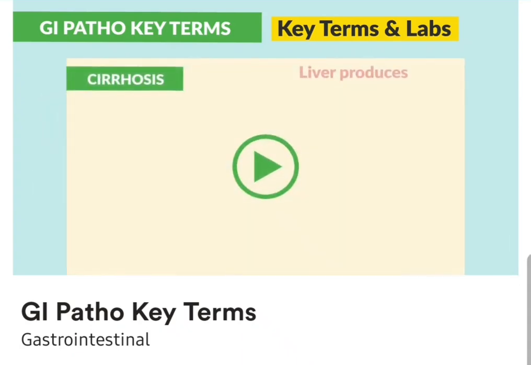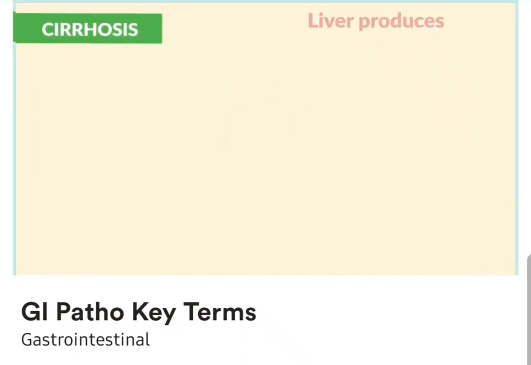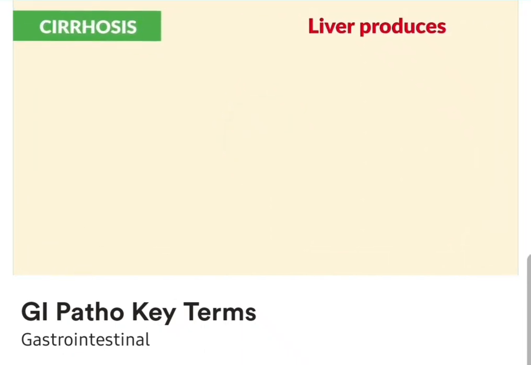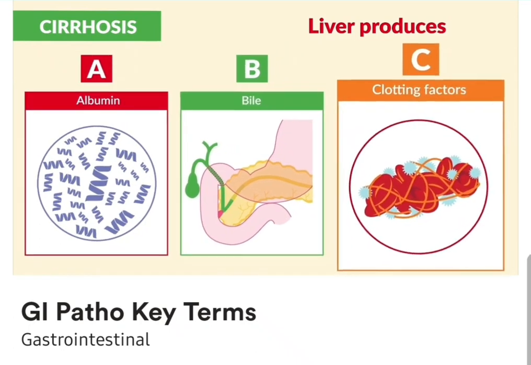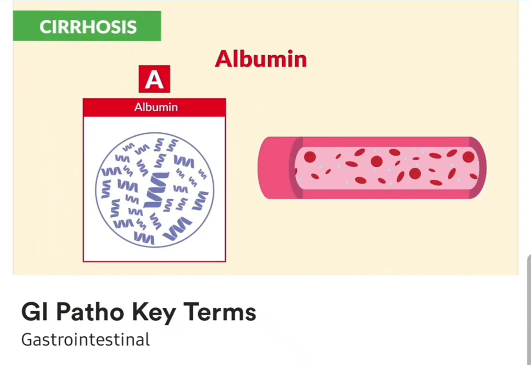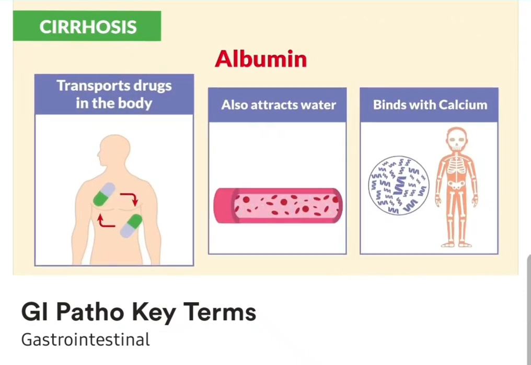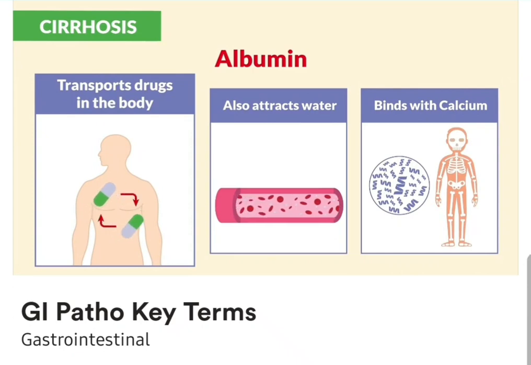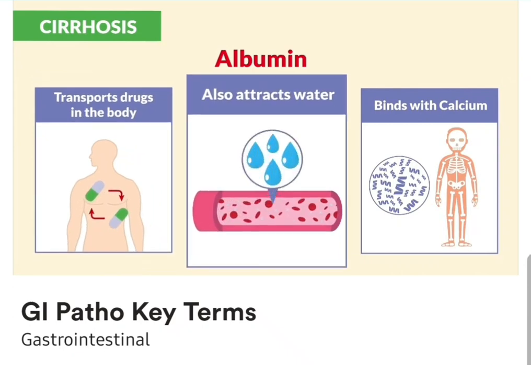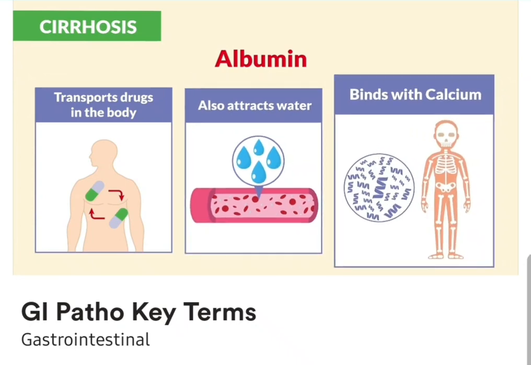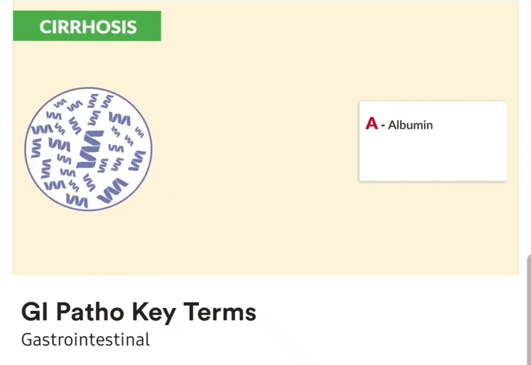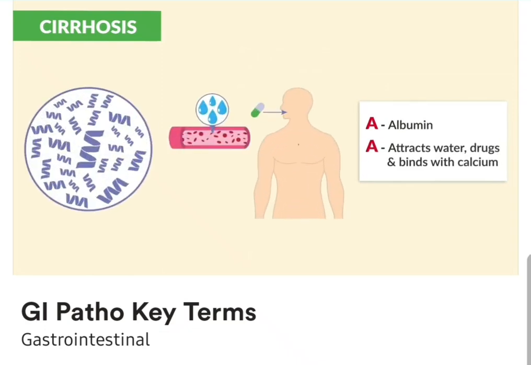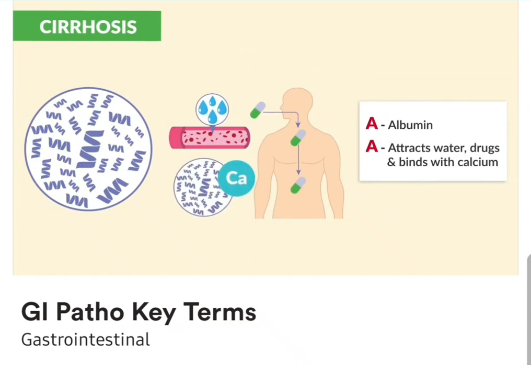So let's dive into all the key points from our cirrhosis video. Simply think the liver produces ABC. A for albumin, B for bile, and C for clotting factors. So starting with albumin. Albumin is a protein inside the blood that does three things. It transports drugs inside the body, it also attracts water to keep it inside the vascular space, and also binds with calcium to make bones strong. So just think albumin attracts water as well as attracts drugs and binds with calcium.